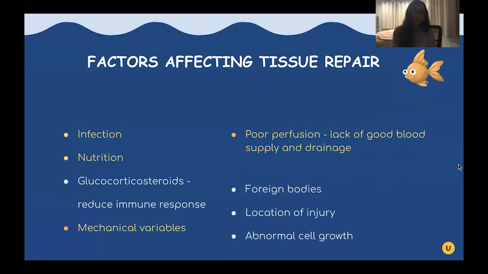So these are just some of the factors that affect tissue repair. You don't really need to memorize any of these, but I think the yellow ones are a good one to have an understanding of. So things like infection are going to affect how easily your tissue is repaired because your body has to take care of the infection as well. Nutrition, your body kind of needs the right amount of things and supplies to be able to fix an injury. And also the poor perfusion kind of ties to that in that your body should be able to transport all of those nutrients or cells to the site of injury. But yeah, it's not so important to remember these.